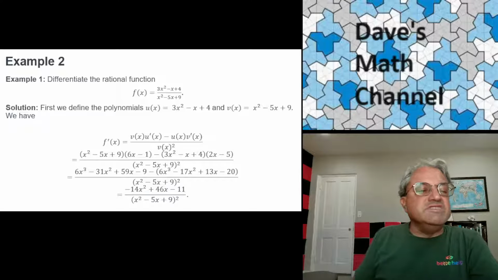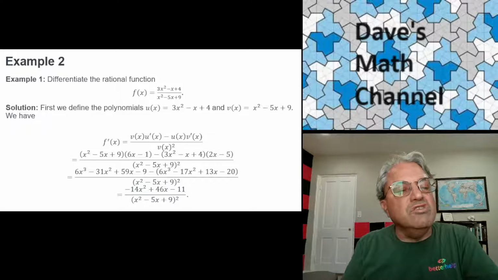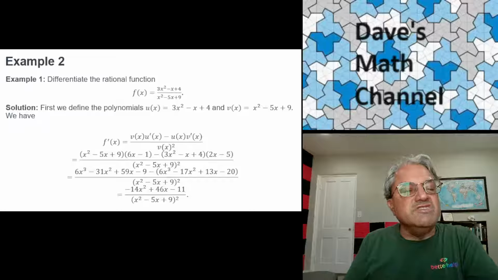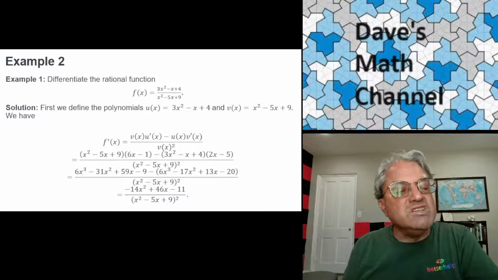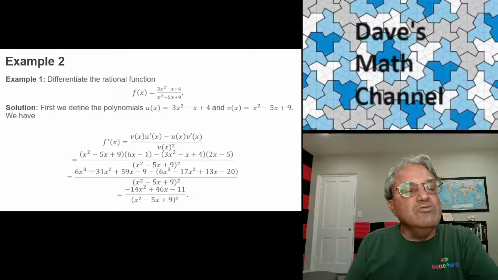And I put the second polynomial in parentheses. It's easy to make sign errors when you do this. So that's when you're subtracting something. I like to put the thing you're subtracting in parentheses. But then when you work everything out, I'm not going to bother with the math here.